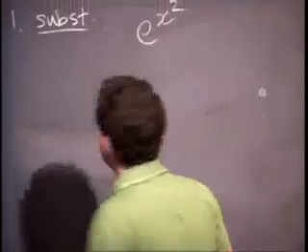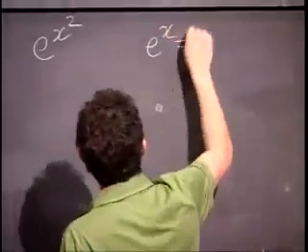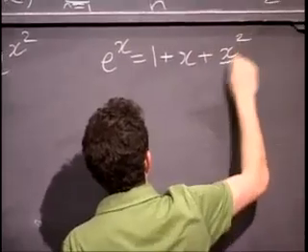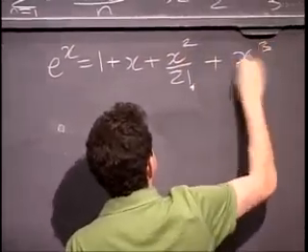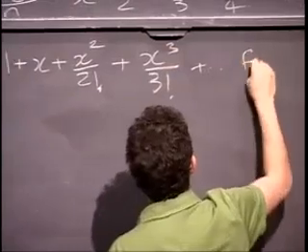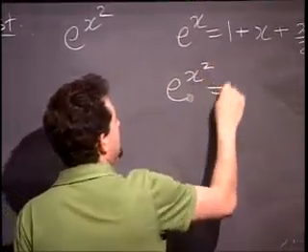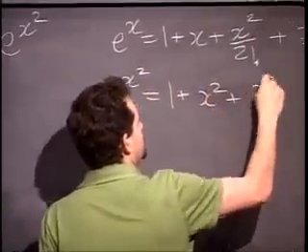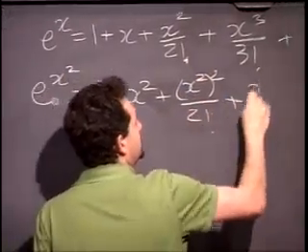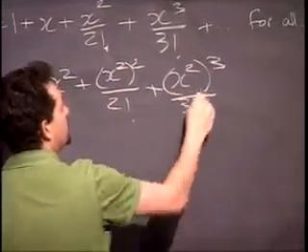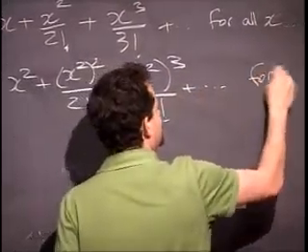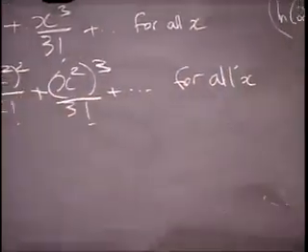For example, how would you get a series for e to the x squared? Well, take the series for e to the x. You can do this in either sigma notation or written out. I'll just write it out. So we have this for all x. So you replace x by x squared in here, and you get e to the x squared is 1 plus x squared, all squared, over 2 factorial plus x squared, all cubed, over 3 factorial, and so on. Also true for all x. It's true for all x squared, therefore true for all x.